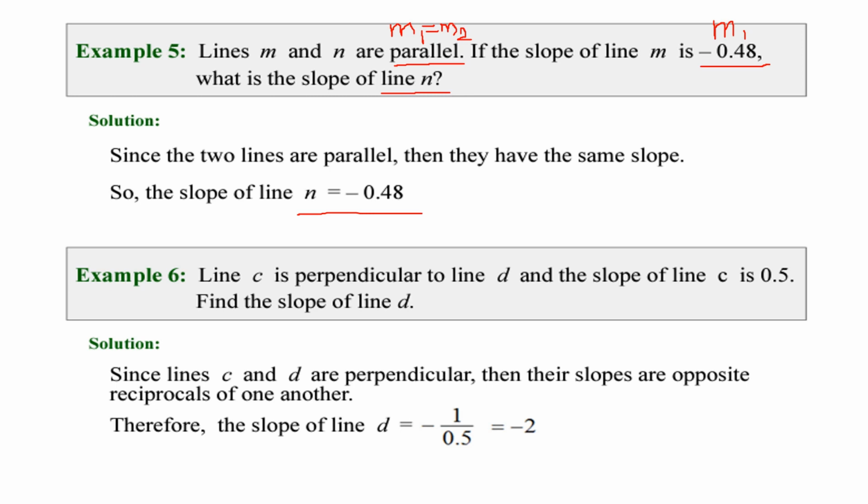The next question: line C is perpendicular to line D, and the slope of line C is given. So this is M1, the slope of the first line. Find the slope of line D, the second line. What is the condition for perpendicular lines? We are going to find the second slope. So M2 is the negative reciprocal of the slope of the first line, so minus 1 over M1. Look at this, minus 1 over M1, and M1 is 0.5. So the value is negative 2.